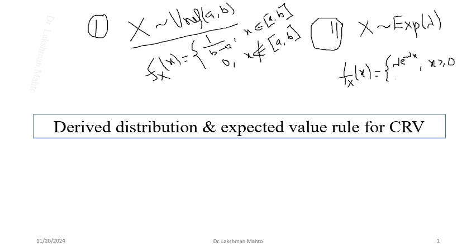And the density is zero for an exponential random variable when x is less than zero. So this exponential random variable observes values or random numbers in the interval 0 to infinity. Okay, that kind of thing.